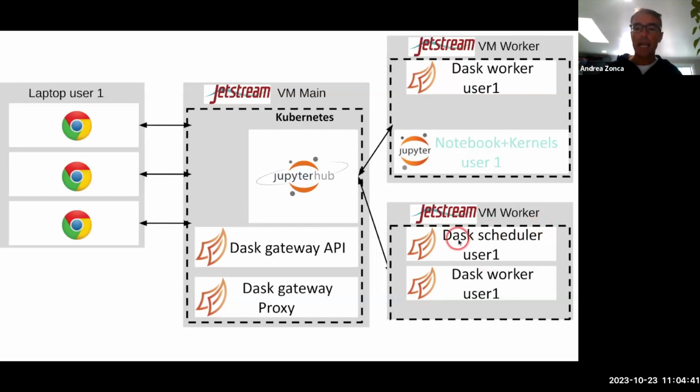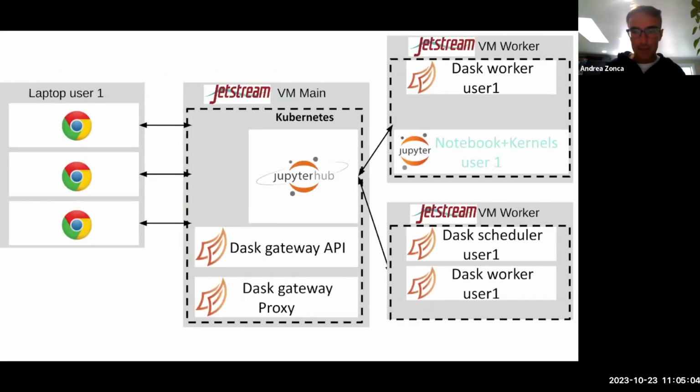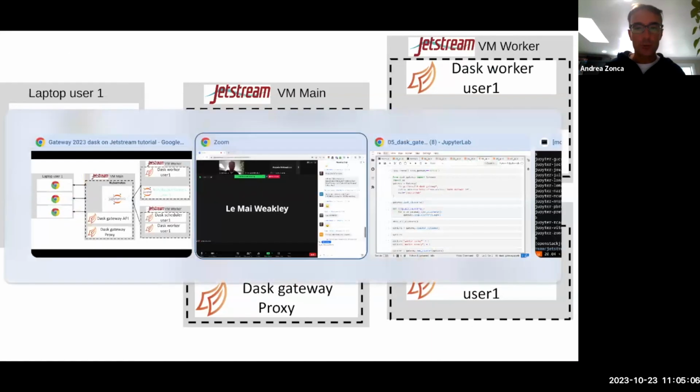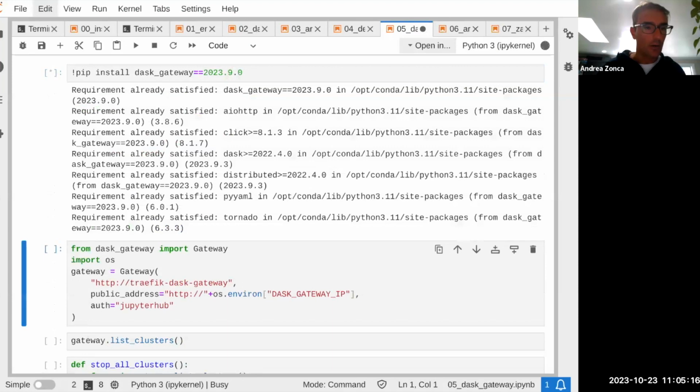Dask Gateway also works attached to an HPC resource, so you can have Slurm launch those schedulers and workers. You can look in the documentation of Dask Gateway, which is pretty extensive. Very good, so let's take a look at this in action. Go back to your JupyterLab instance and let's execute notebook 05 Dask Gateway. Here we go.